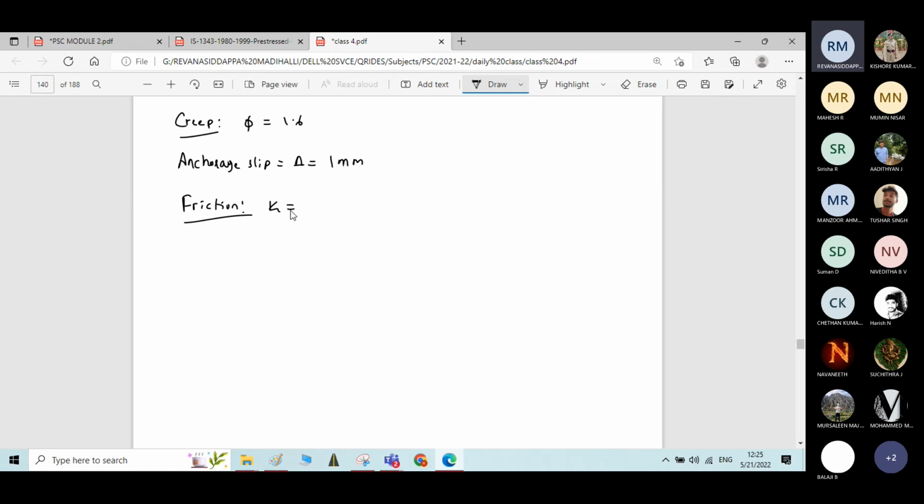K is equal to 0.0015 per meter. Okay, these are all the values given. Now you have to calculate all the relevant losses. Before going to calculate all the losses, you calculate the basic parameters. What are the basic parameters needed?